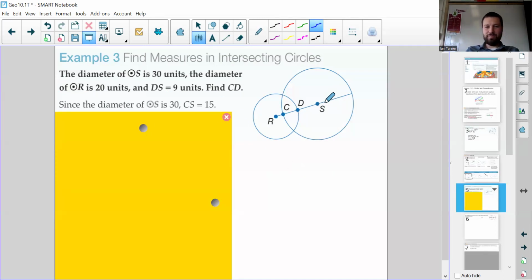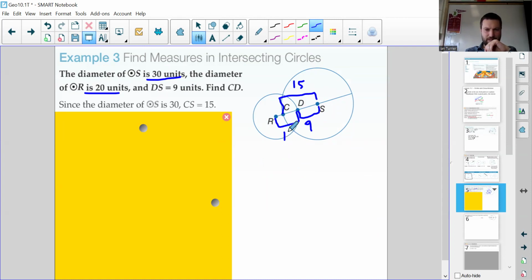So we know the diameter of S, that's this big circle, is 30 units. The diameter of R is 20 units. DS, this distance here, let's draw that in, is 9 units. Now, if our diameter is 30 units, what is our radius? It's half, right? So radius is half of the diameter. So CS is our radius for the big circle. That's 15. And then we know the radius of the smaller circle, which is R to D, is 10.